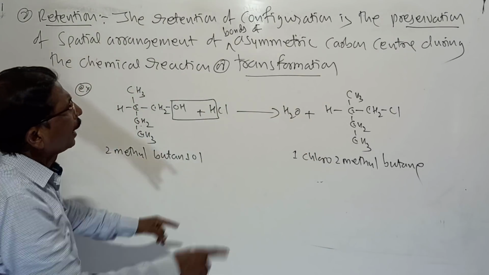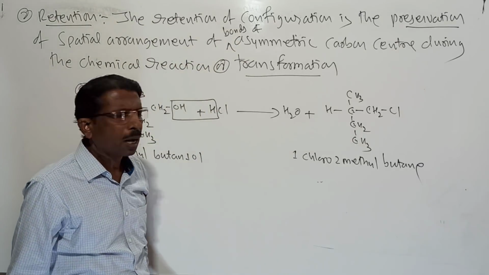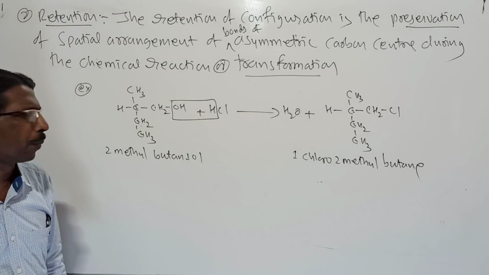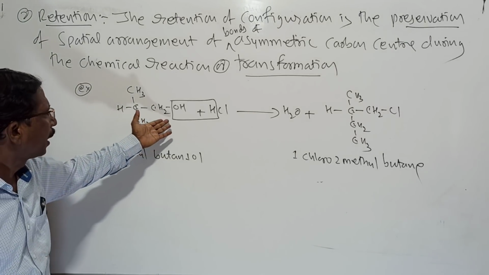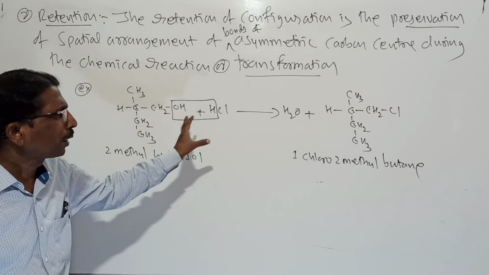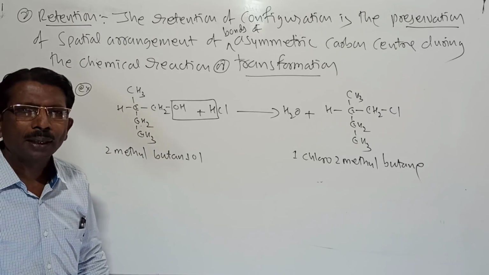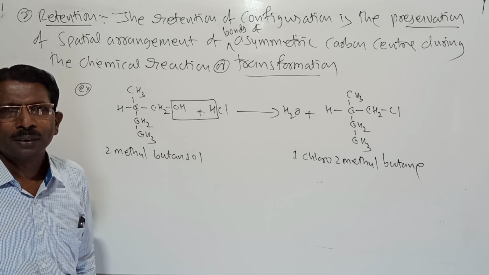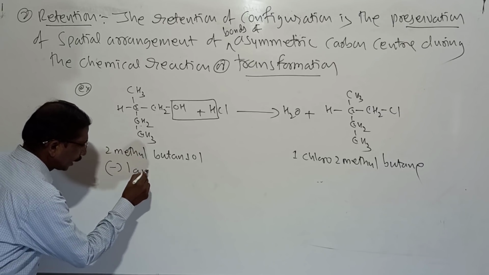That's why retention of configuration is the preservation of spatial arrangement of bonds of an asymmetric carbon, that is, the chiral carbon atom, to which all different atoms are attached. Here the configuration and the bonds remain the same. But students, the sign of optical rotation is different. Here it has a negative sign, it is levorotatory.